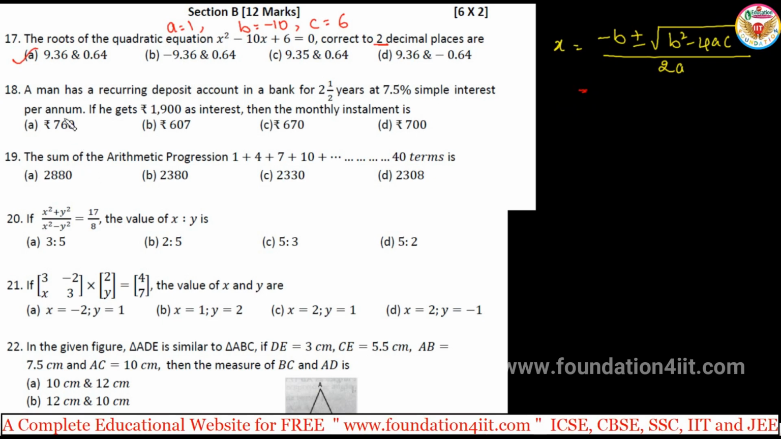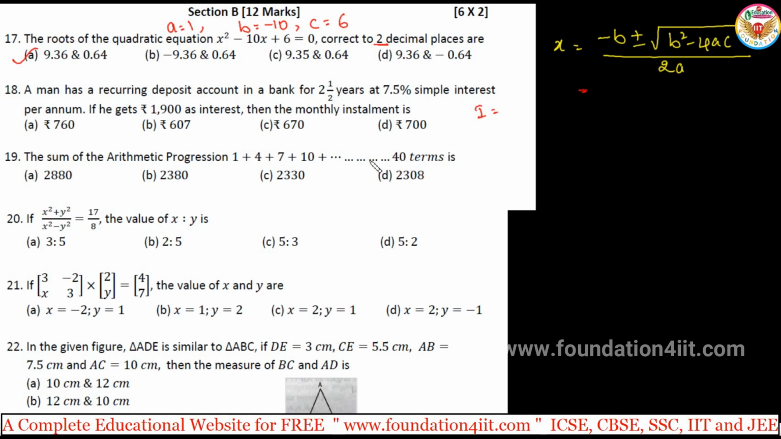Okay, and next one. A man has a recurring deposit account in a bank for 2.5 years at 7.5% simple interest. So the same interest formula you need to apply first. Then you can find the p value from that. In section A we did one of the same problem.